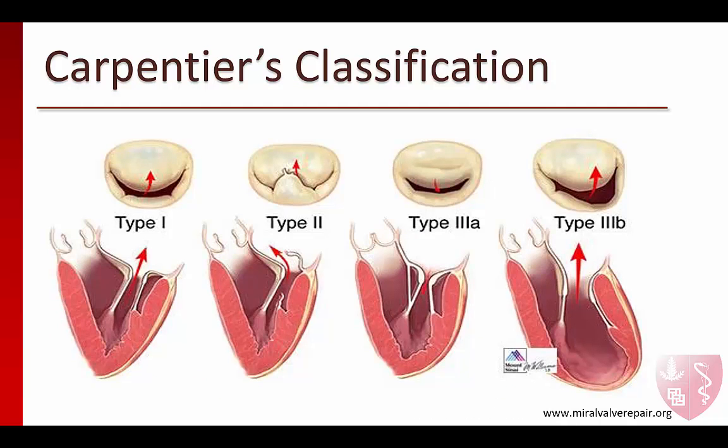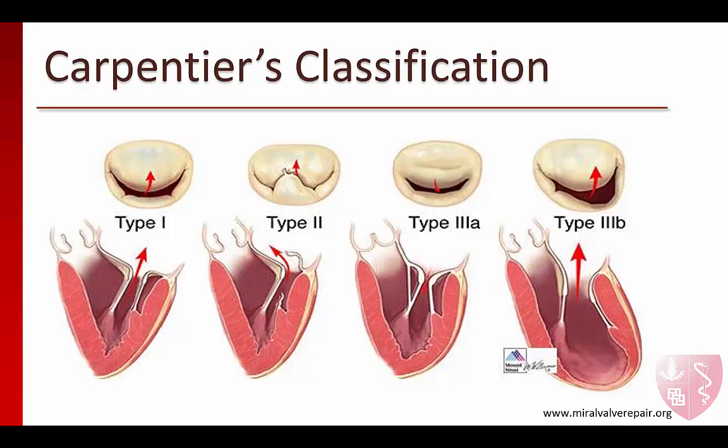Dr. Alain Carpentier is a French cardiothoracic surgeon who is often regarded as the father of modern mitral valve surgery. His classification system is the most widely used to describe mitral valve pathology. In type 1 disease, leaflet motion is normal, but problems like leaflet perforation and annular dilation cause regurgitation. Type 1 lesions typically result in a central regurgitant jet.